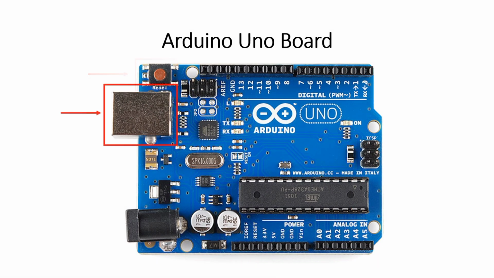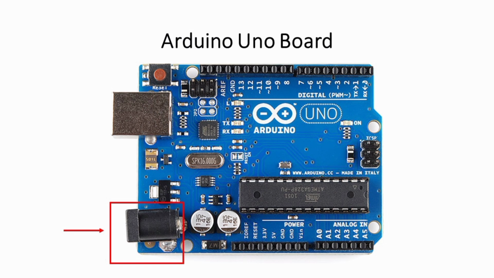Then we have a USB connector. This is used to connect the board with our laptop or PC so that we can load our Arduino code from our system to this board. We don't need any external power while using the USB connector because USB can also provide the power. But it is quite obvious that we won't be powering our Arduino board using the USB connector and our laptop.